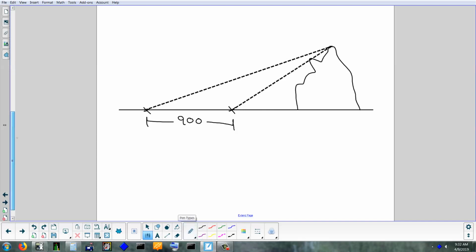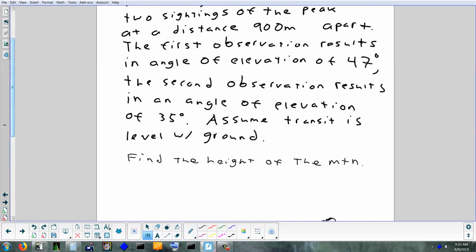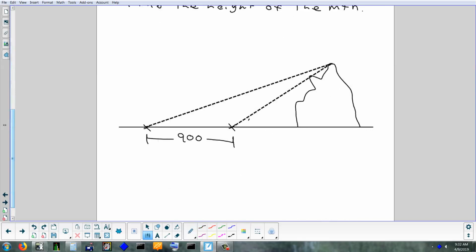Now the first time they aim it at the peak, they get an angle of how much? 47. Yeah, they get an angle of 47. That's right here. That's the angle that they had to tilt their equipment at to make sure it was aimed right at the peak. And then the second time, what do they get an angle of? 30, was it 35? Okay. So that's all the information they've given us. Now we want to find the height of the mountain. This is the height of the mountain.